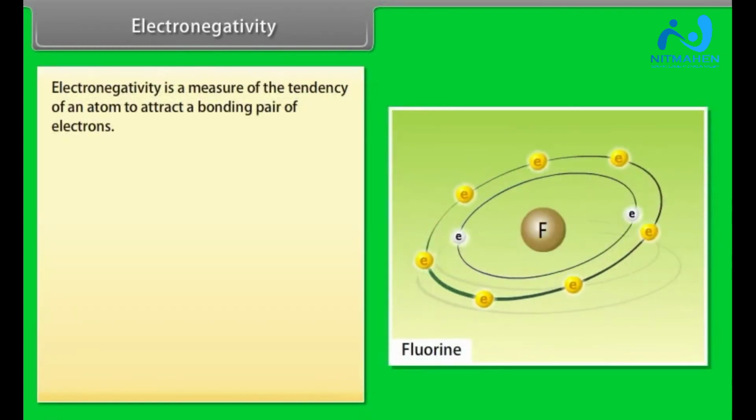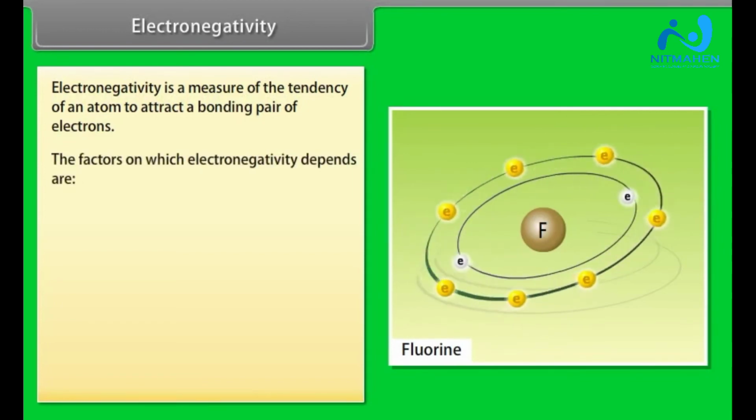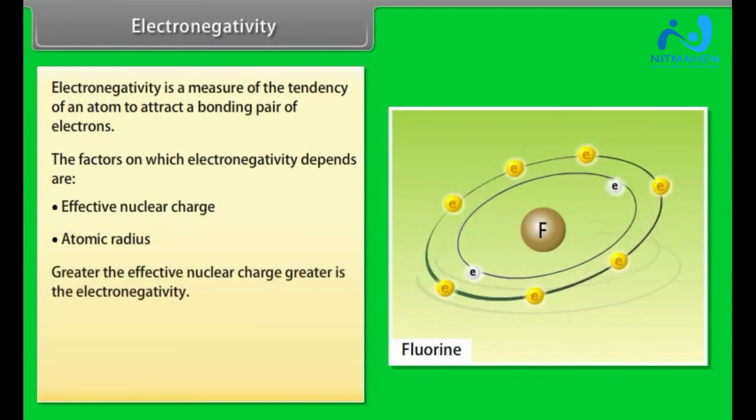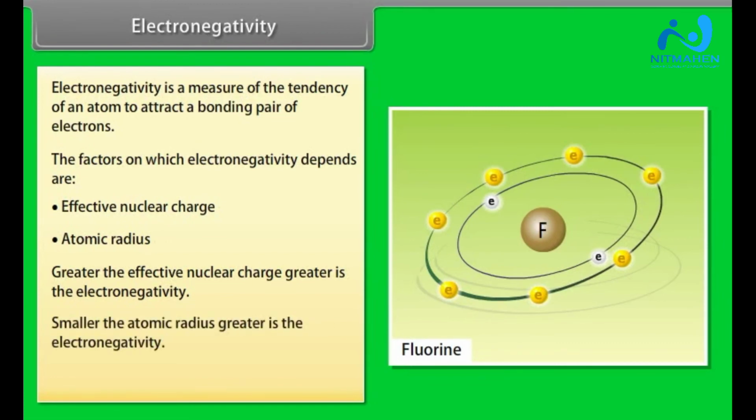Electronegativity. Electronegativity is a measure of the tendency of an atom to attract a bonding pair of electrons. The factors on which electronegativity depends are: effective nuclear charge, atomic radius. Greater the effective nuclear charge, greater is the electronegativity. Smaller the atomic radius, greater is the electronegativity. The most electronegative element is fluorine.